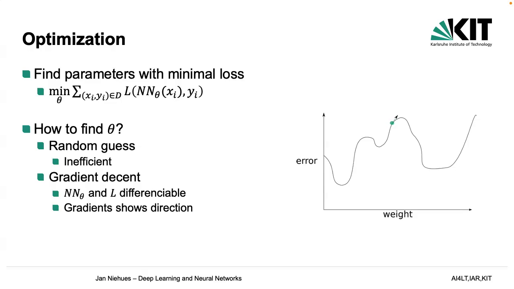And therefore, the important thing is that both our neural network and our loss function need to be differentiable. Because if it's differentiable, we can calculate the derivative. Sorry, I only have the German word. So the derivative of our error with respect to the weight.